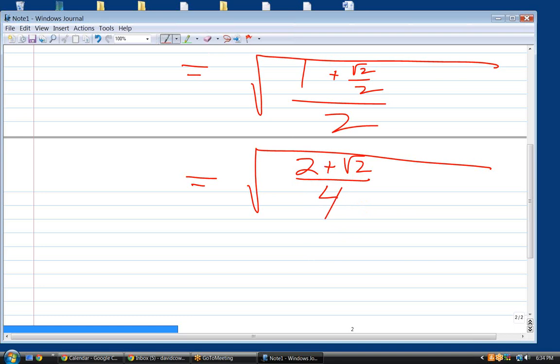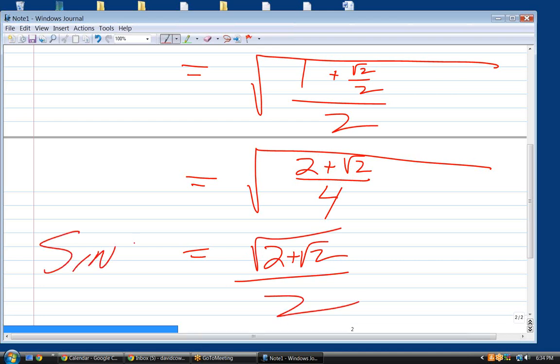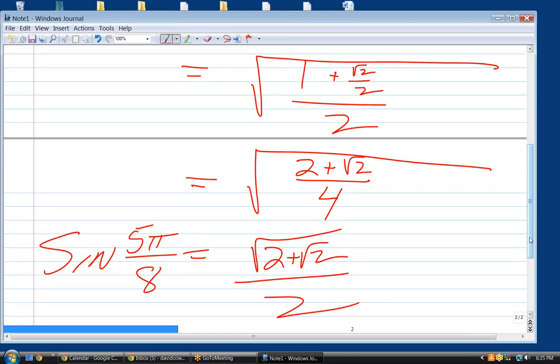And now how can we simplify that further? You have to make it the square root of 2 plus root 2 over 2. Yep. And there's your answer for the sine of 5 pi over 8. Cool.